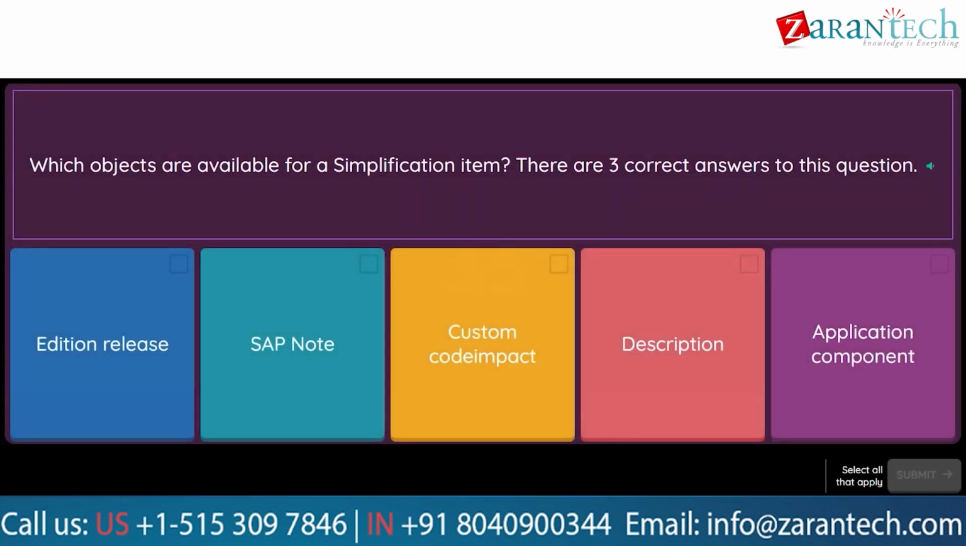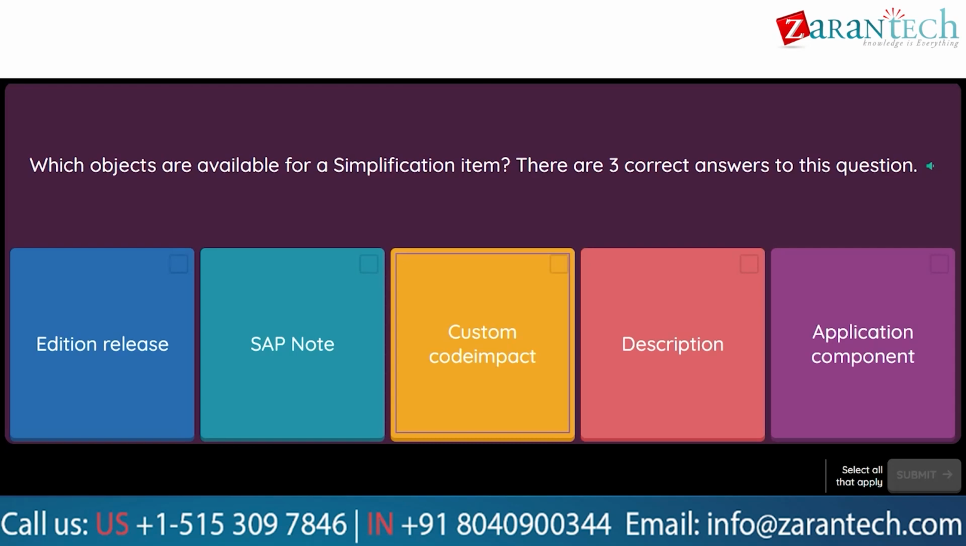Question: which objects are available for a simplification item? There are three correct answers to this question. Option 1: addition release. Option 2: SAP note. Option 3: custom code impact. Option 4: description. Option 5: application component.